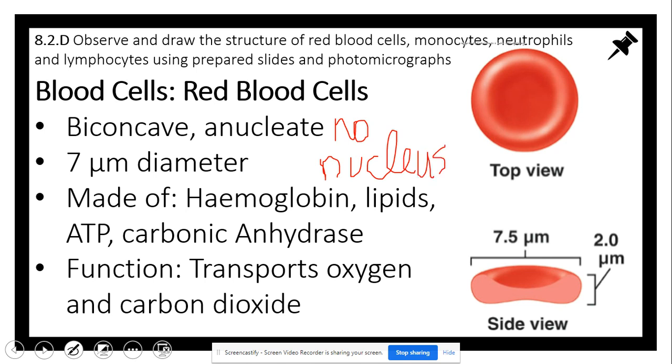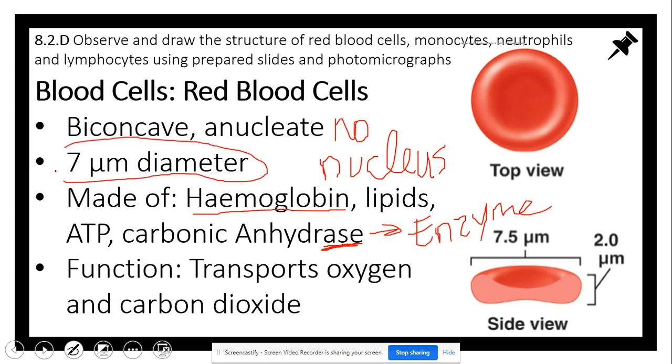When they're dividing from the stem cells in your bone marrow, obviously they have to start with a nucleus, but it breaks down. Main components: hemoglobin, lipids, ATP, carbonic anhydrase. "ase" must be an enzyme. And they transport oxygen and CO2. One thing I do want to point out here is that they are 7 micrometers in diameter. If you get asked a short answer question about describing red blood cells, that 7 micrometer diameter can get you a point most of the time.